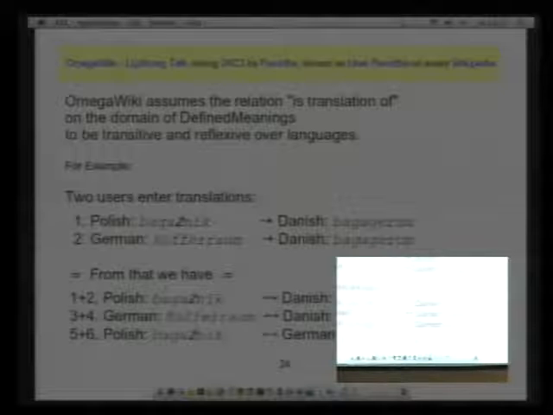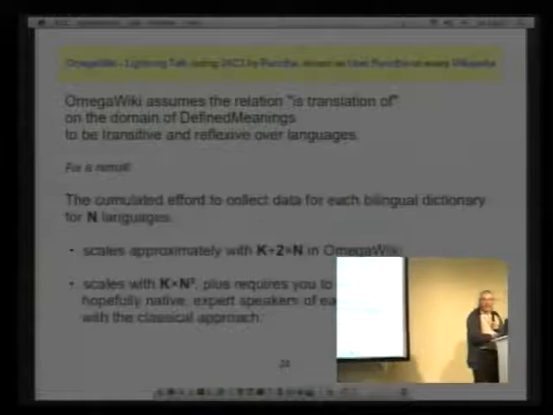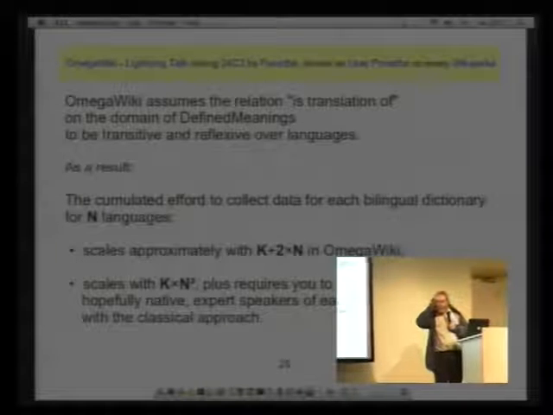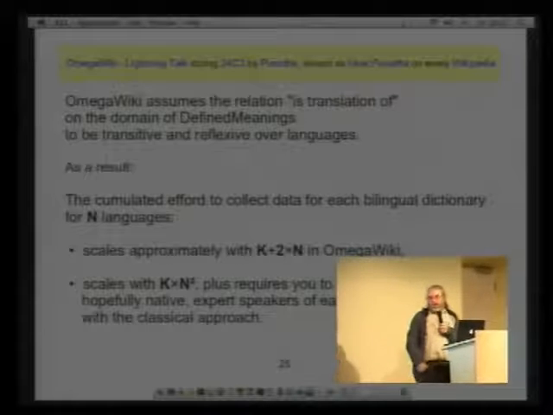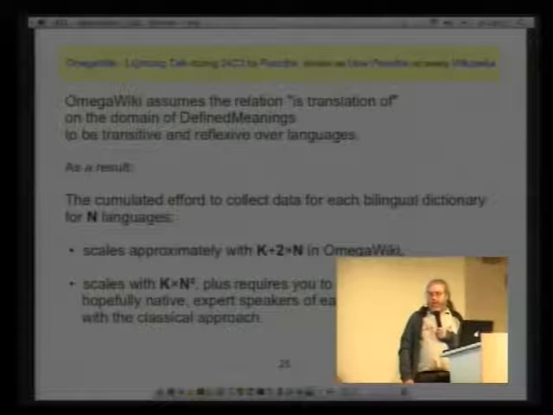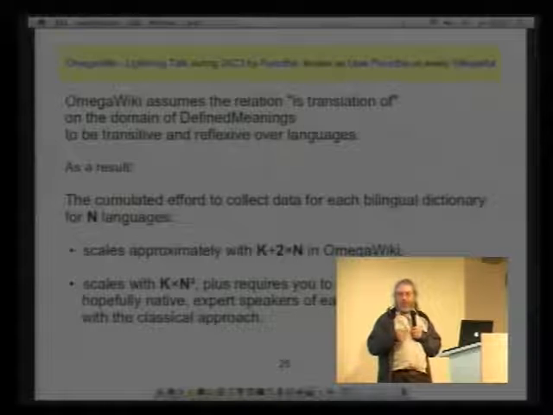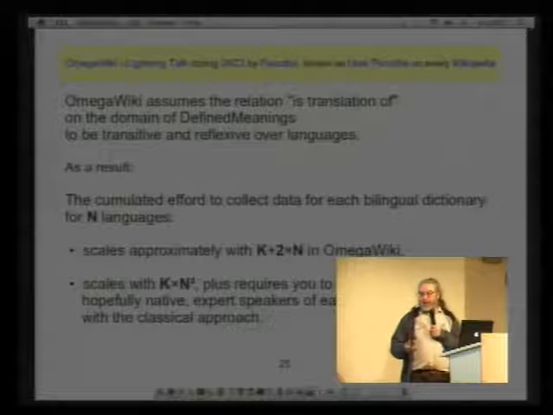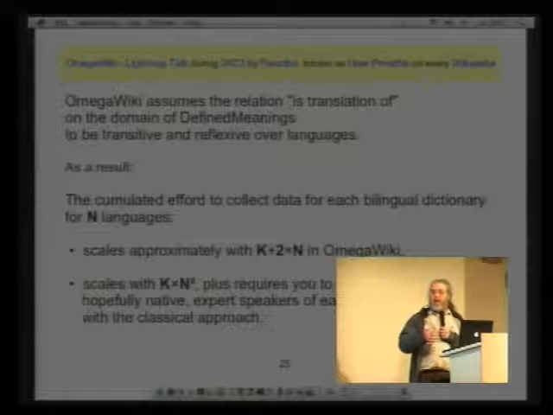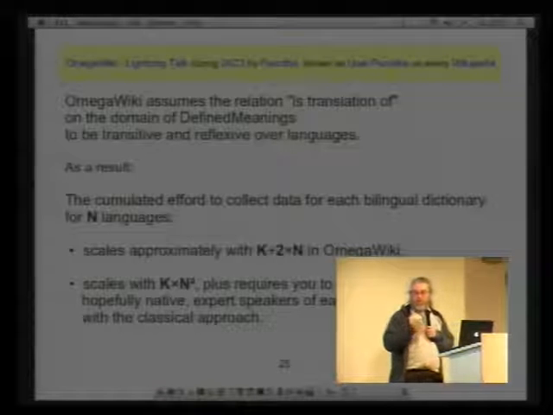So this reflects symmetry. What about ambiguities? These are taken care of by defined meanings. If you have ambiguities, you have several defined meanings with one word. And we do not translate words, we translate defined meanings. So we always take into account what the special meaning of a word is.